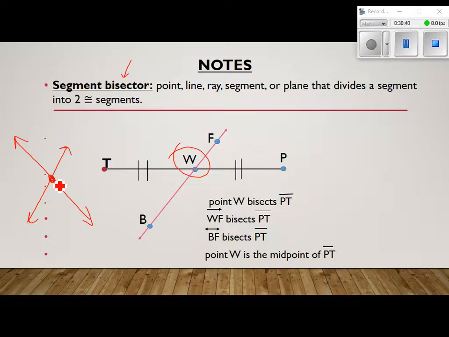Now, does this line bisect this line? Why not? Can a line be bisected? No. Can a ray be bisected? No. What's the only thing that, for now, can be bisected? A segment, because we can actually measure it. You can't bisect lines, you can't bisect rays, or planes.